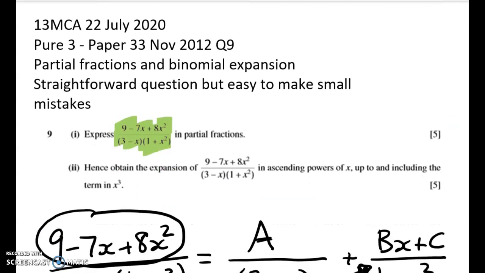Yep. And now we've got to obtain the expansion of this in ascending powers of x up to and including the term in x cubed.